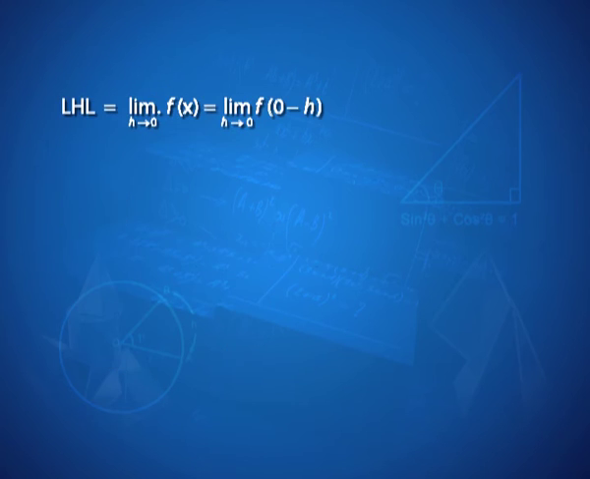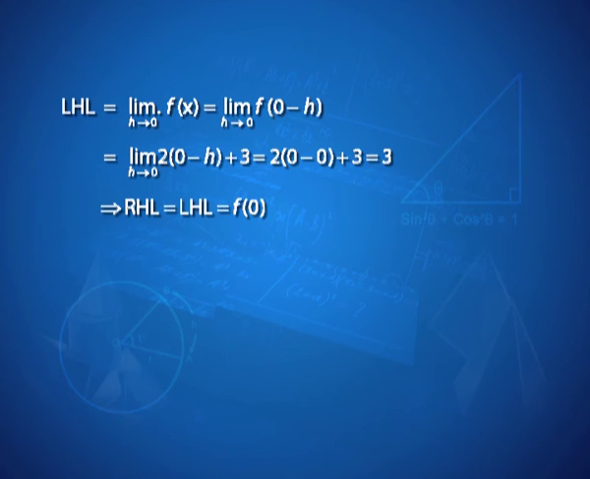Now look at the left hand limit, that is equal to the limit as x tends to 0 negative of f(x), which is equal to the limit of f(0 - h) as h tends to 0, that is equal to the limit of 2(0 - h) + 3 as h tends to 0, that is equal to 2(0 - 0) + 3, that is equal to 3. This implies left hand limit is equal to right hand limit, that is equal to f(0). Here at x = 0, the limit exists.